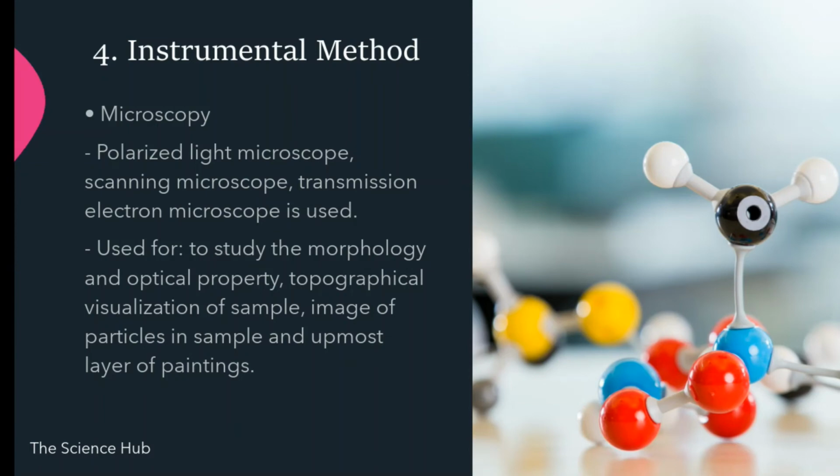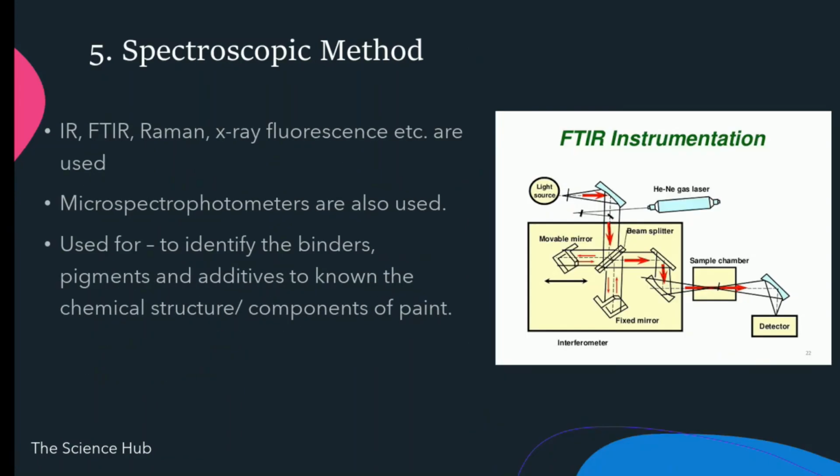The next is the instrumental method. In instrumental methods, we would go for microscopy, that is, polarized light microscope, scanning electron microscope and transmission electron microscopes are used. They are used to study the morphology, optical property, topographical visualization of the sample, image of the particles in the sample and the uppermost layer of the paint.